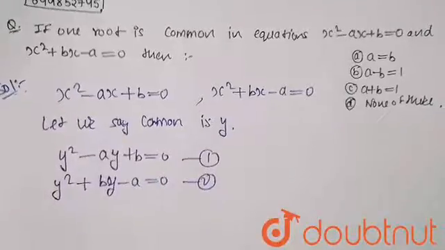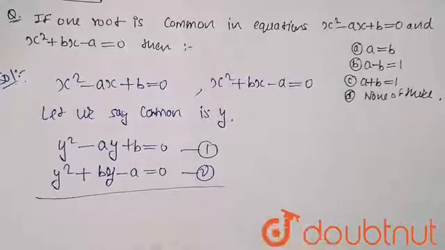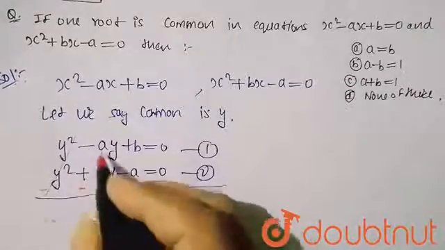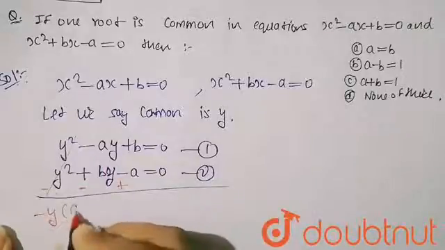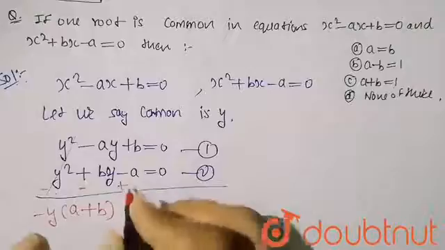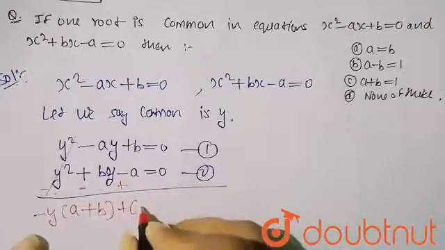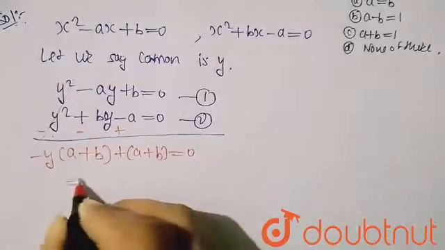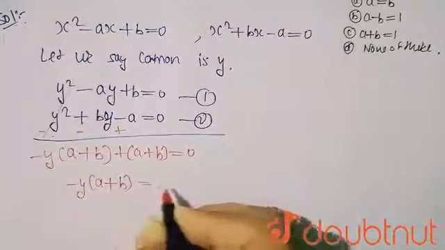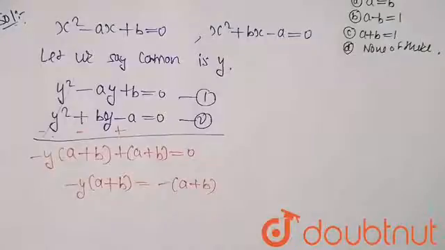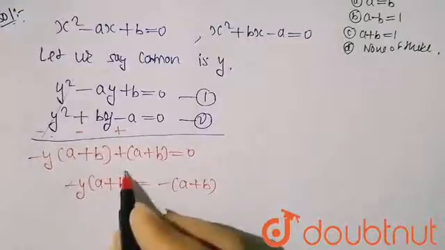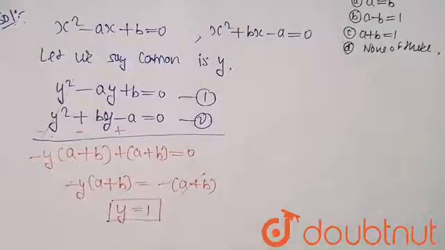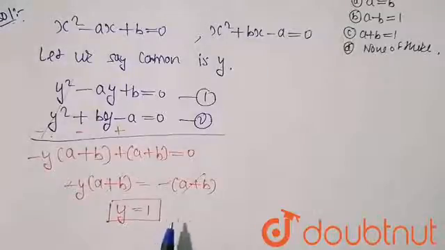Now I am subtracting both equations. Okay, so here you can see y square will cancel, and from the first equation you will get minus ay, and from the second equation minus by, so minus y times a plus b, and then plus b and plus a, so a plus b, equals to 0. Now you can write this as minus y times a plus b equals to minus a plus b. So from both sides the minus sign will cancel, and a plus b and a plus b will cancel. So you will get y equals to 1. It means that you are getting y equals to 1. This is your common root.